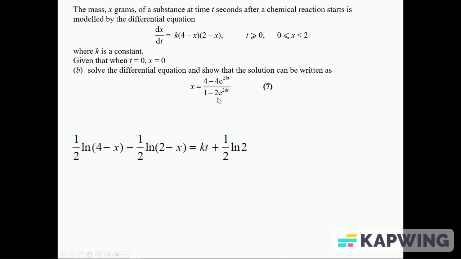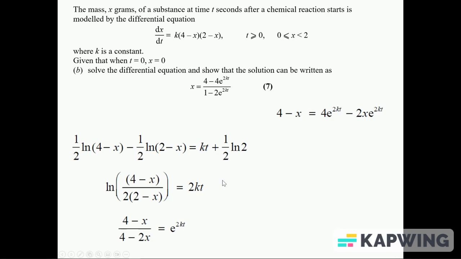We've got to get into that form. So I'll get rid of the ln's first by getting all the ln's on one side and multiplying by 2. Get rid of the halves really. So I'll have ln (4 minus x) minus ln (2 minus x) minus ln 2. So the 4 minus x on the top and the 2 minus x and the 2 on the bottom, that's equal to 2kt. So, e both sides. So this fraction is equal to e to the 2kt.